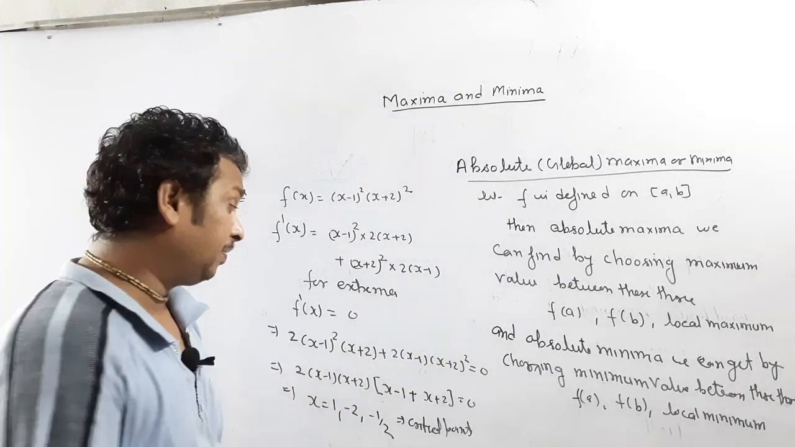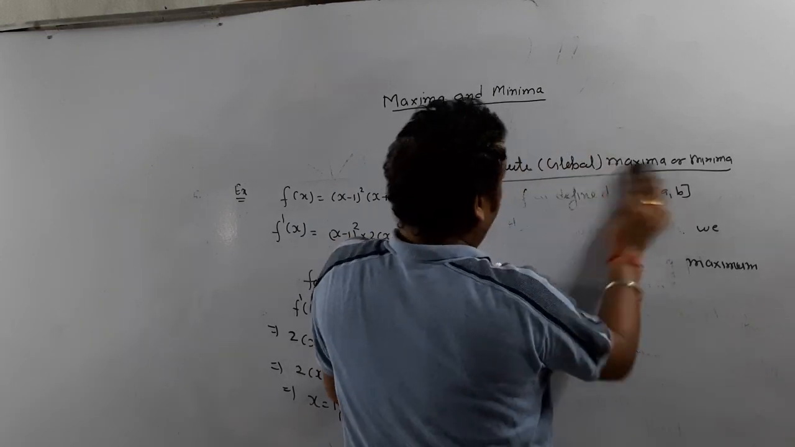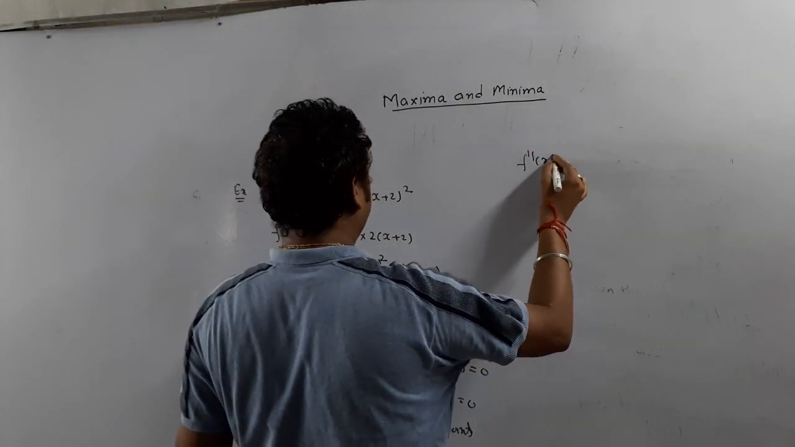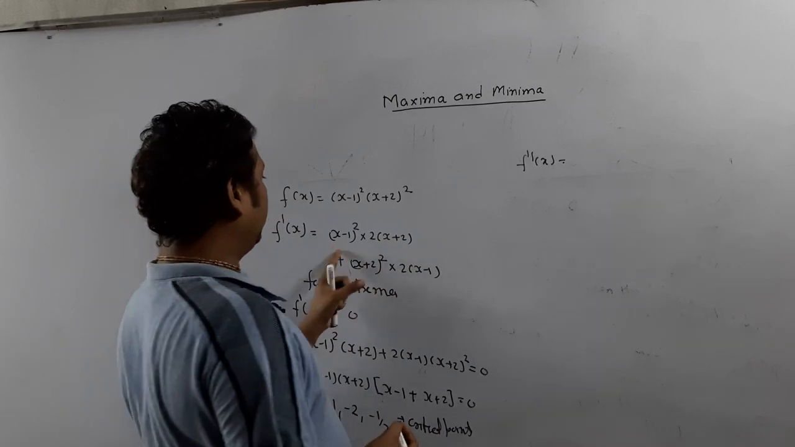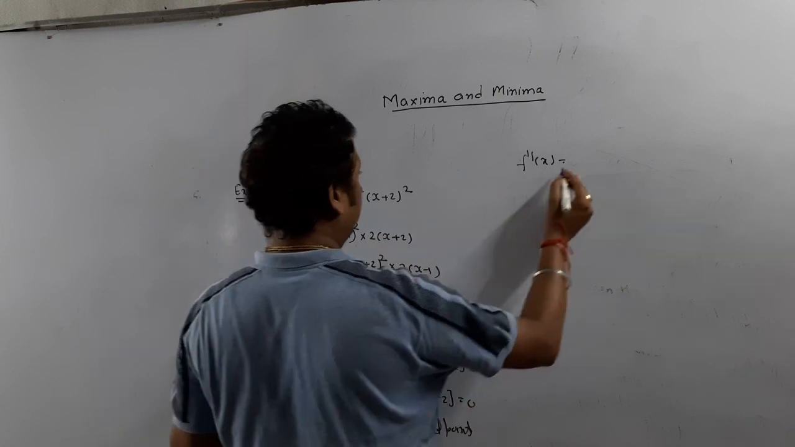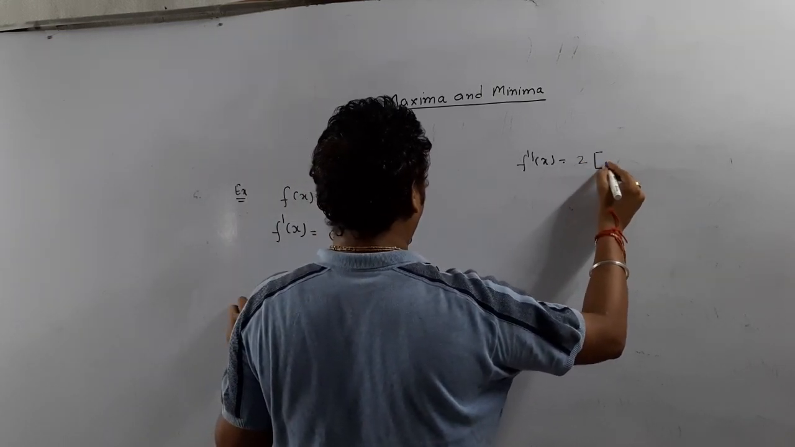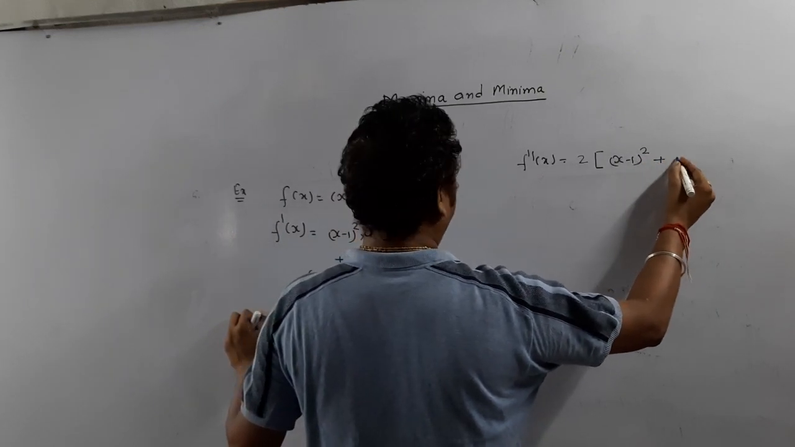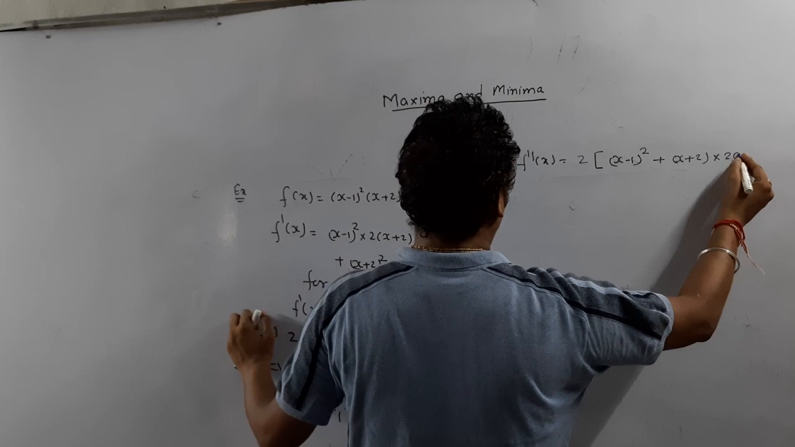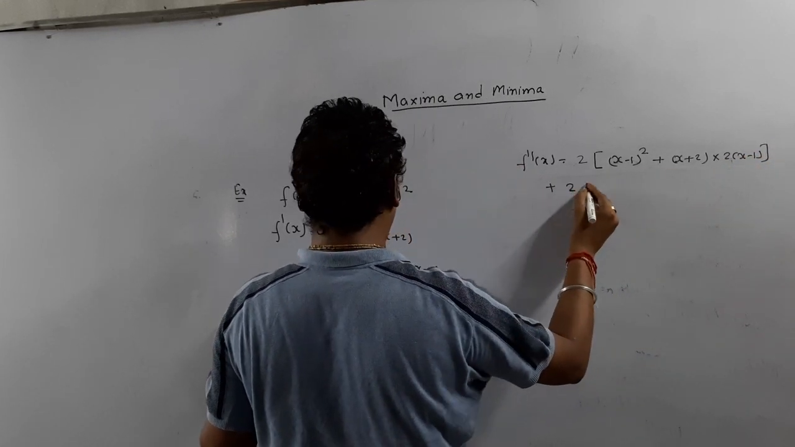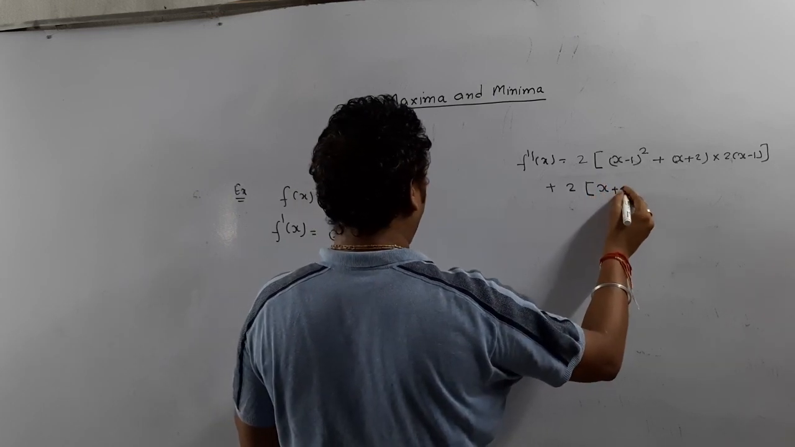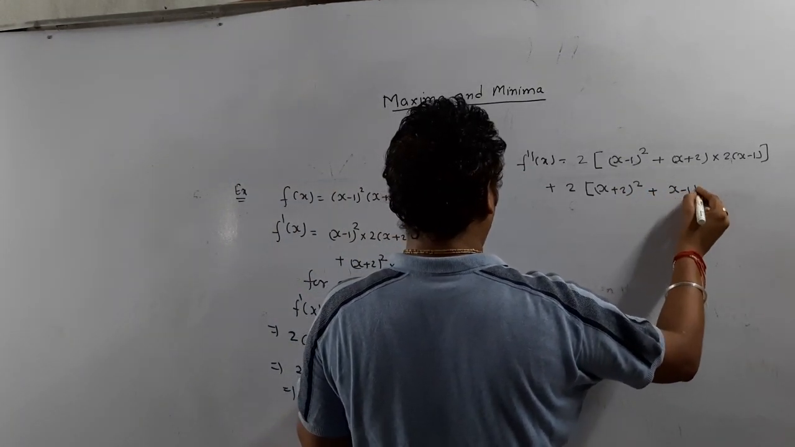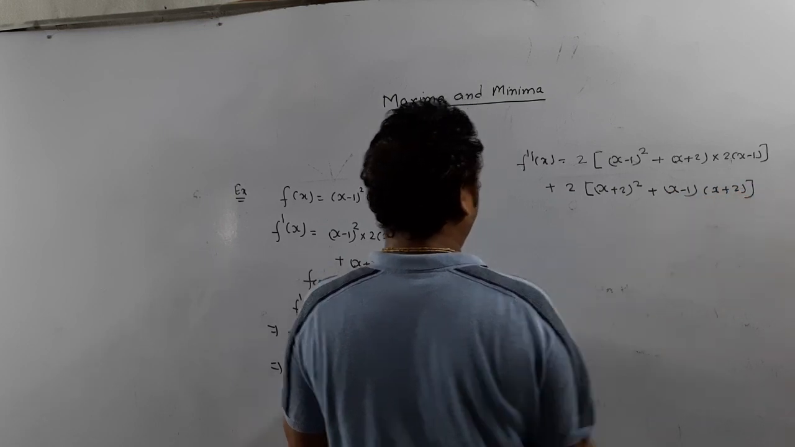Now we are going to calculate f double dash x, because f double dash x only tells which one gives maxima and which one gives minima. Already f dash x we calculated, so f double dash x means first into second. 2 outside, first the same, x plus 2 differentiation, 1 only, plus (x plus 2) into 2(x minus 1), plus 2 outside, the same (x plus 2) square, (x minus 1) differentiation 1, plus (x minus 1)(x plus 2). This is f double dash x.